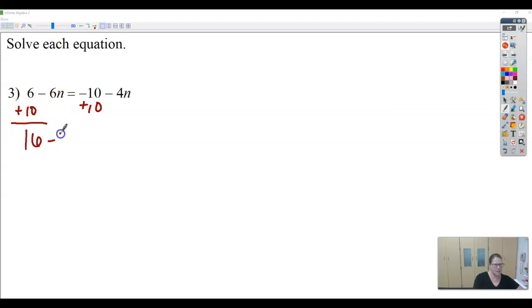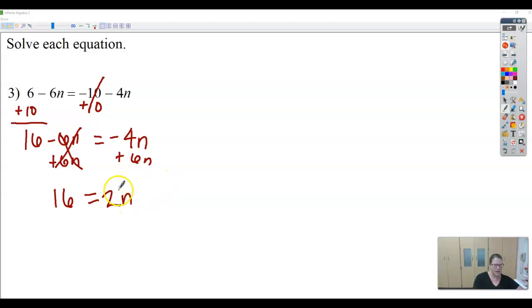So this becomes 16 minus 6n. That one goes to 0. Equals negative 4n. Now again, I could add 6n or 4n to both sides. It doesn't really matter which one. But because the 16 is already over here, I do want to get the numbers separated from the n's. So I'm going to add the 6n to both sides. That one goes to 0, so 16 equals 2n. And now we can just get n by itself by undoing times 2 on both sides. So 8 equals n.